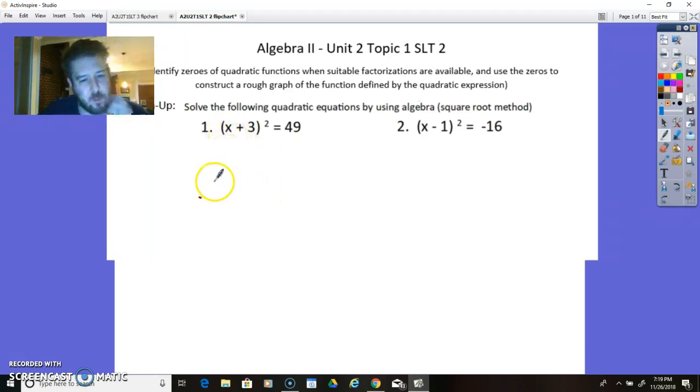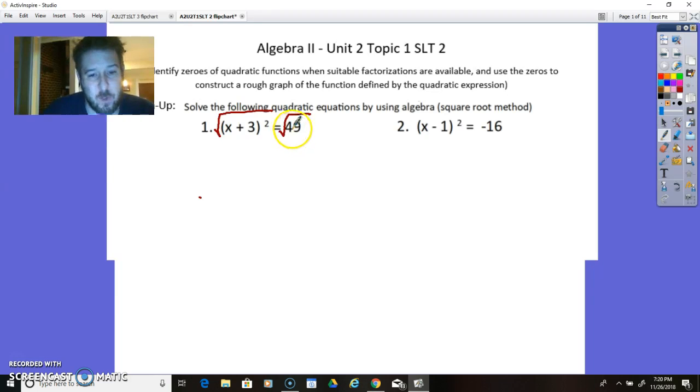Starting off with a practice warm-up on using the square root method. Both sides are a perfect square, so I can take the square root of both sides. By perfect square, I mean this is squared, and 49 is a perfect square because it's a 7 by 7 square. 7 times 7, or 7 squared, is 49, so it's a perfect square. The square root of anything squared cancels out because they're inverses of each other.